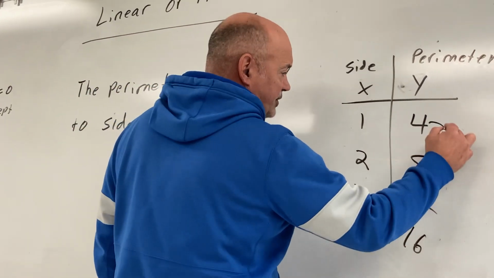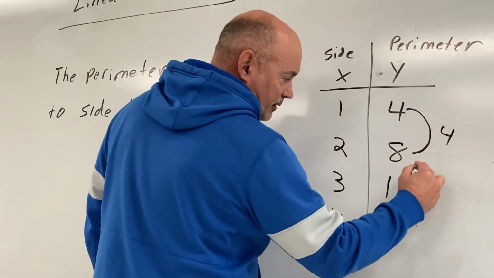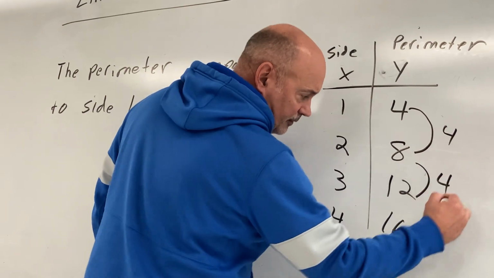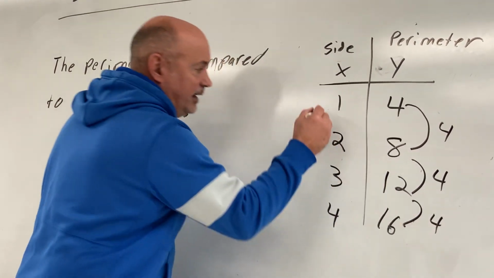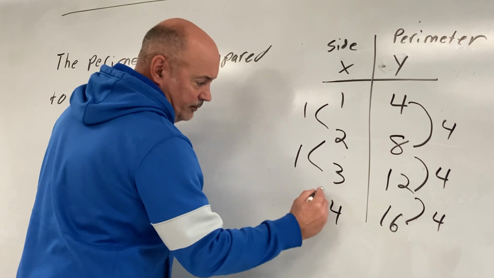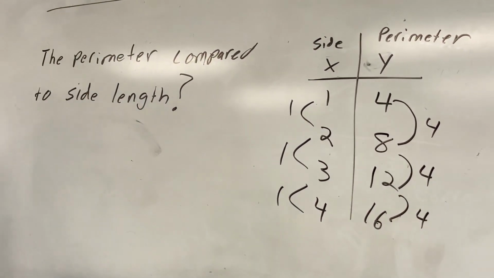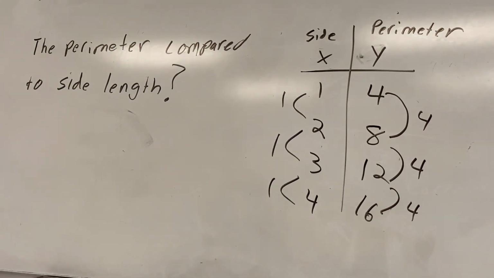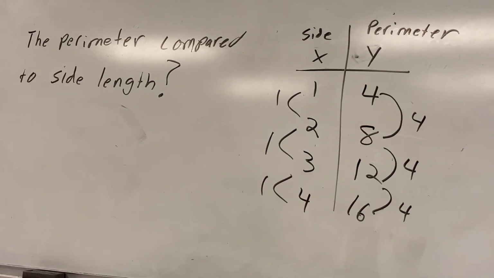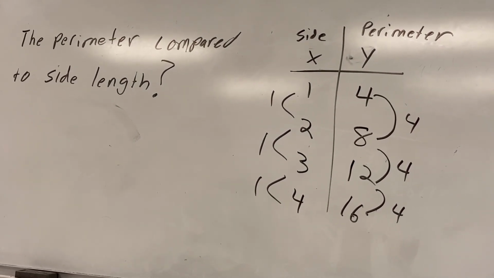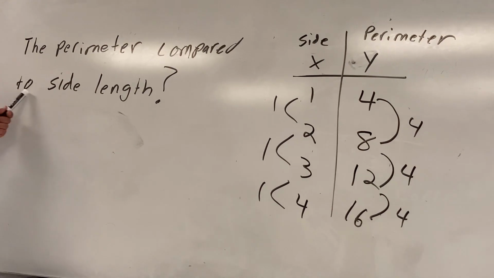How much are the Y's changing? 4. 4. 4. How about the X's? 1. Is the slope now the same every time? Yes. Now we have proven that the perimeter would be linear compared to its side length.